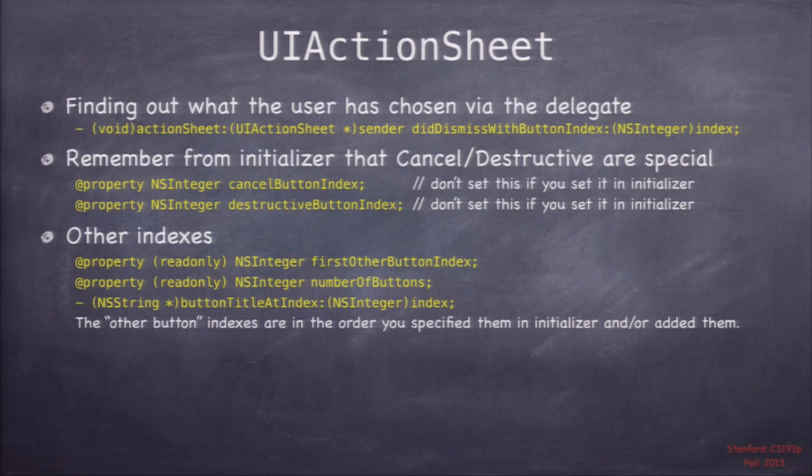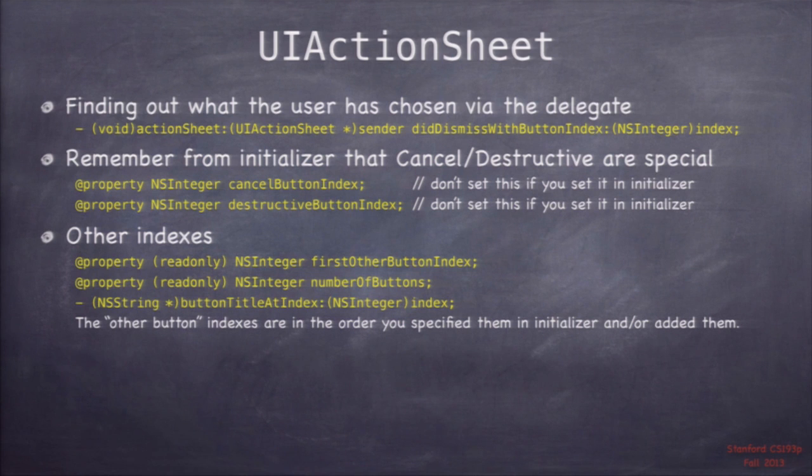Finding out which button is chosen, this is the delegate method you get. Did dismiss with button index. It's all done by button index. You can look up which is the cancel button, which is the destructive button, which are the other buttons. You can also get the button title and index and compare it to the one that was chosen. Be a little careful there if you're doing localization, because your action sheet might have localized words in it, and then you want to see which one is chosen. Make sure you're comparing the localized words, right? Or otherwise just use indexes if you want to be more localization independent.